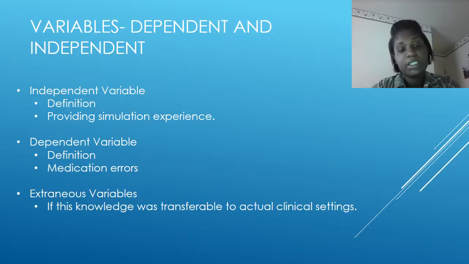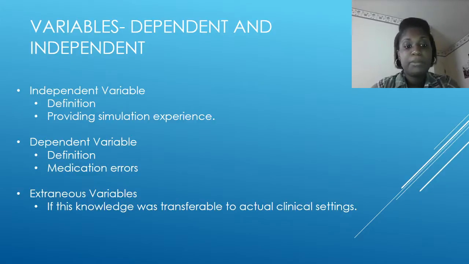Next, we're going to discuss the variables that were part of the relationship between simulation and nursing education and medication safety. First, we're going to talk about the independent variable. An independent variable is the variable that is used to see if there is any effect on any other variable within the study. I had determined that providing simulation experience is the independent variable, because if you provide the simulation experience, it may have an effect on medication errors.